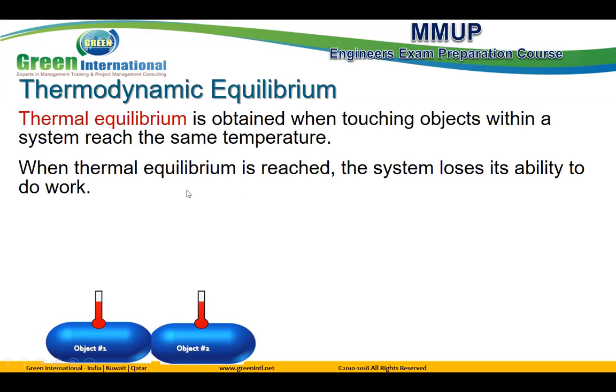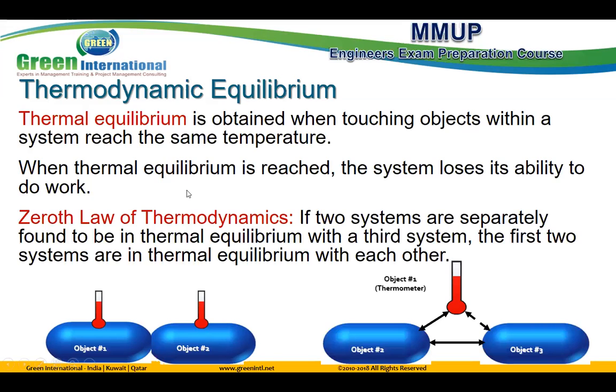This thermal equilibrium goes to the zeroth law of thermodynamics. What is, briefly, the zeroth law of thermodynamics? The zeroth law of thermodynamics says, if you have two systems and these two systems are separate, meaning not in thermal equilibrium because they are separate, and for thermal equilibrium the definition requires touching, but each one of these is in thermal equilibrium with a third system.